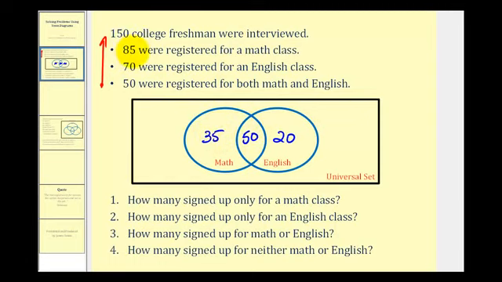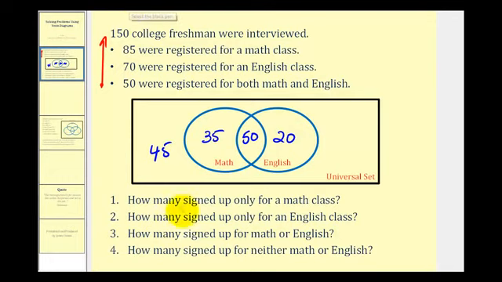And since 150 students were interviewed, notice that 35 plus 50 plus 20 are the only students that have been accounted for so far, which is 105 students, which means there must be 45 students in this region here that are not taking math or English.